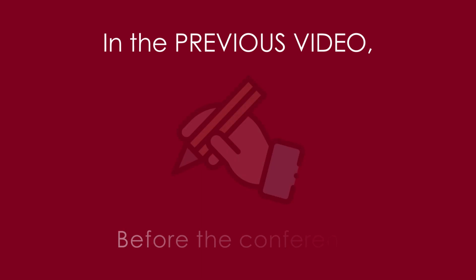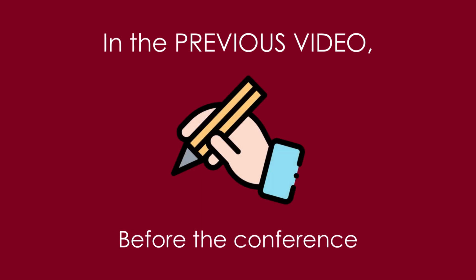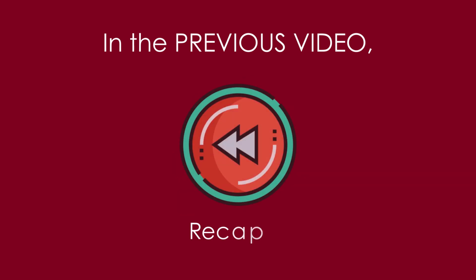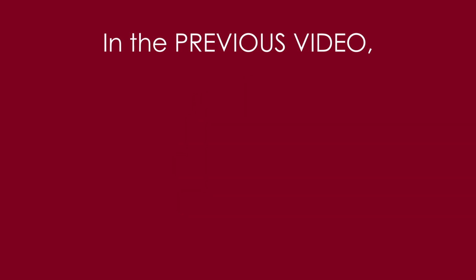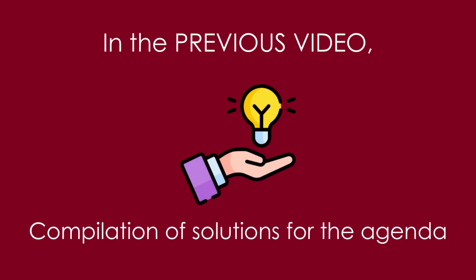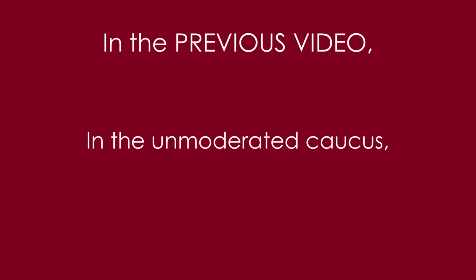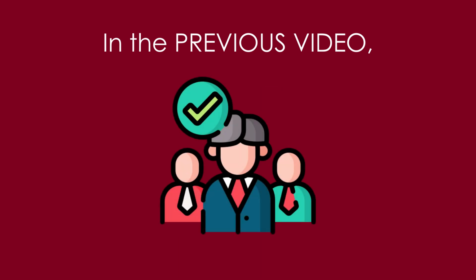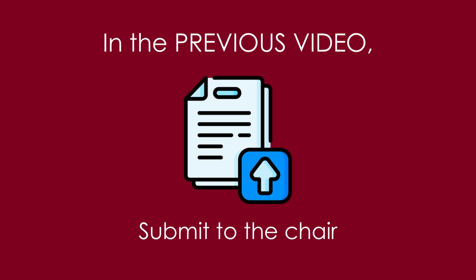Hey there! In the previous video, we've talked about what a draft resolution is and how it is written by all delegates prior to the conference and compiled as a group during the conference. Let's quickly recap those ideas. A draft resolution is essentially a compilation of several solutions proposed for the agenda. It's given a new form during an unmoderated caucus session where delegates form blocks, merge their clauses, designate a main submitter and co-submitters for the resolution, and finally submit it to the chair.